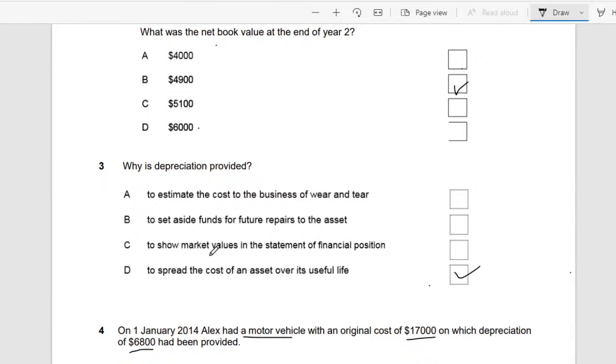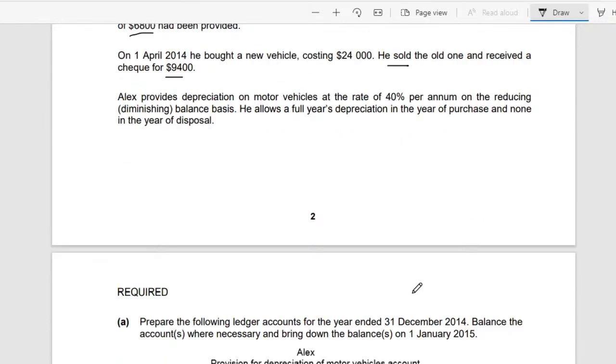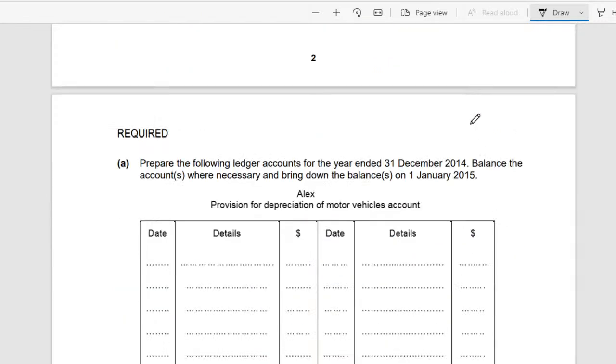Alex provides depreciation on the motor vehicles at a rate of 40% on the reducing balance basis, and he allows a full year's depreciation in the year of purchase and none in the year of disposal. So on the year of purchase I have to give depreciation, but when I'm disposing of it, I don't have to calculate depreciation. This sentence is very important in the question. A. Prepare the following ledger accounts for the year ended 31st December 2014, balance the accounts where necessary and bring down the balance on 1st January 2015.